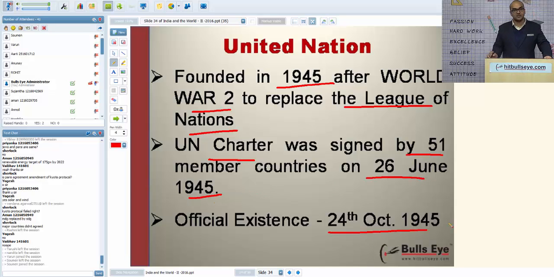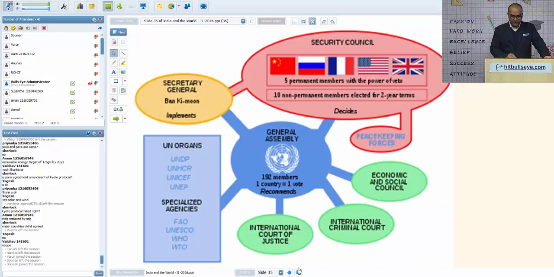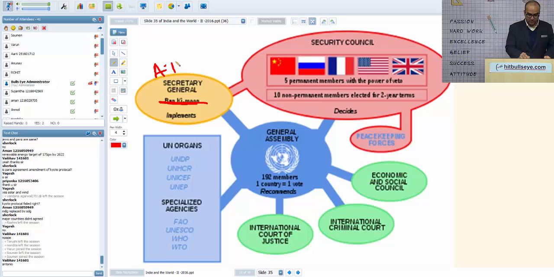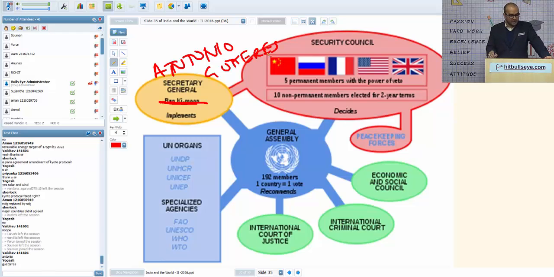Officially, it came into existence on 24 October 1945. This is the broad structure of the United Nations. We have a new Secretary General, of course. This is not Ban Ki-moon. He has been replaced by a former Portuguese prime minister called Antonio Guterres, G-U-T-T-E-R-E-S, pardon my poor handwriting. So let's just broadly talk about how the UN functions.